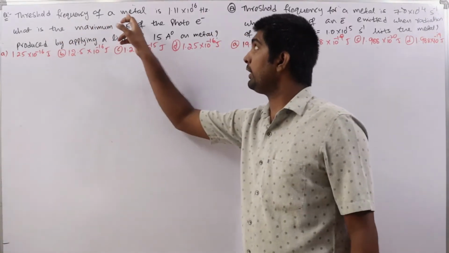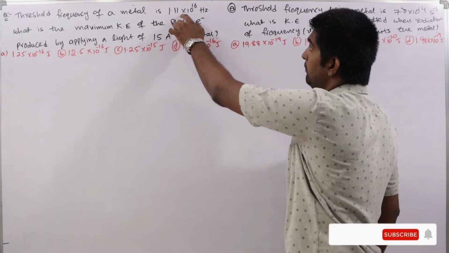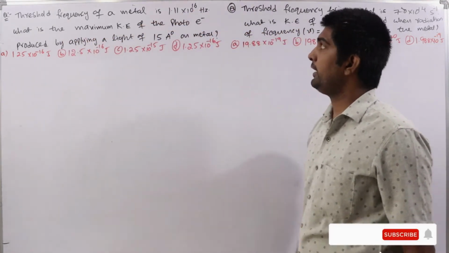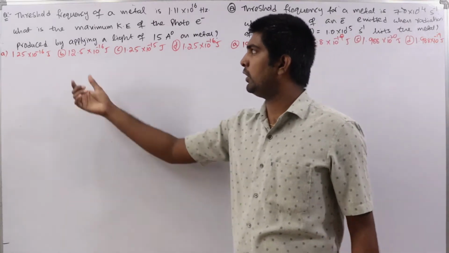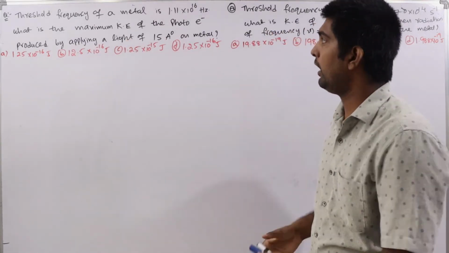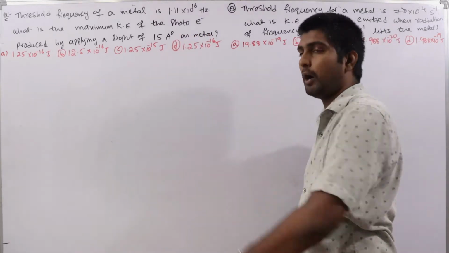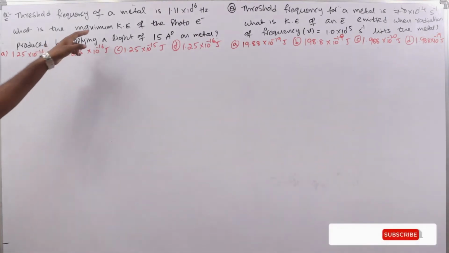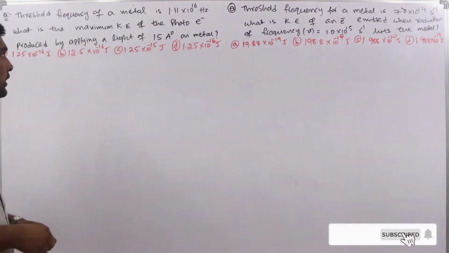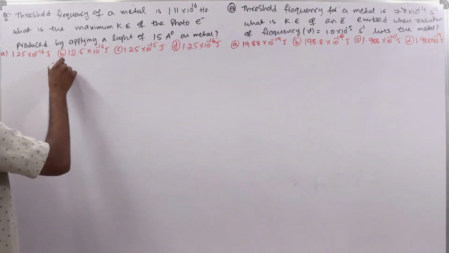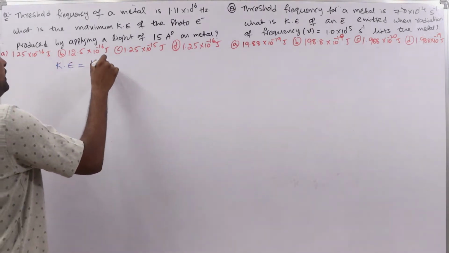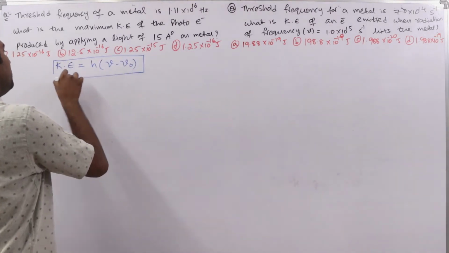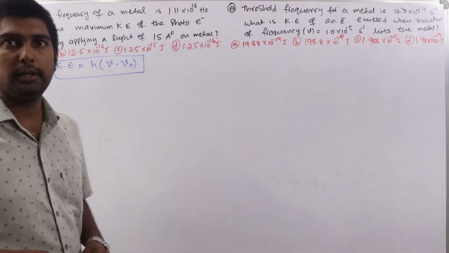And threshold frequency of a metal is 1.11 into 10 power 16 Hz. What is the maximum kinetic energy of the photoelectron produced by applying a light of 15 angstrom on the metal? Here they ask you to find out the maximum kinetic energy of the photoelectron emitted. So what is the formula? Kinetic energy equal to h into nu minus nu naught. This is the formula which we use to calculate the kinetic energy.